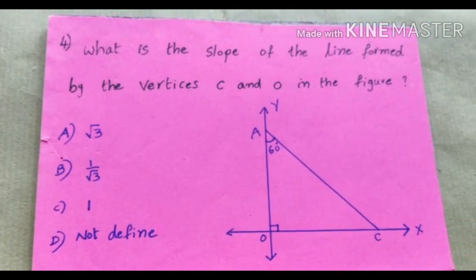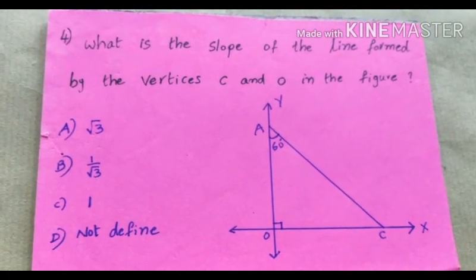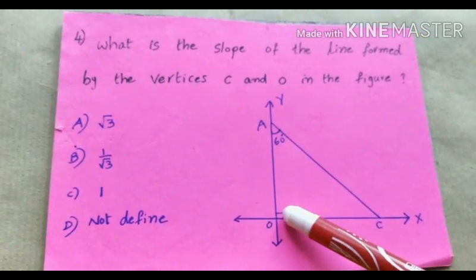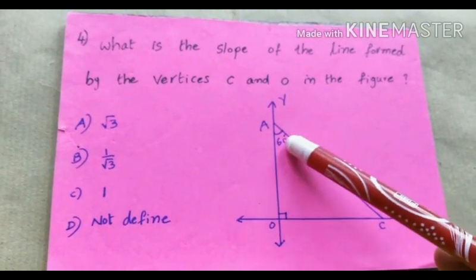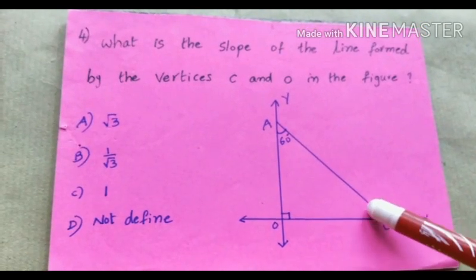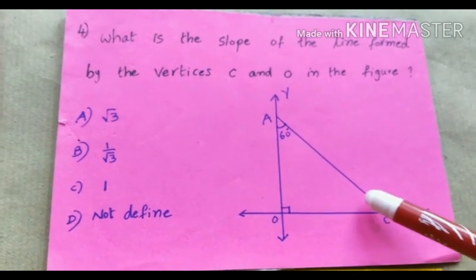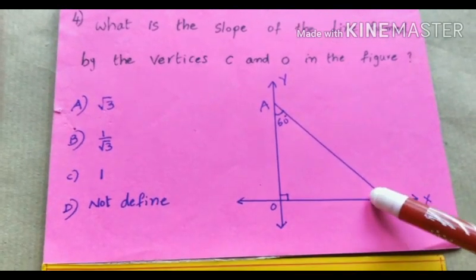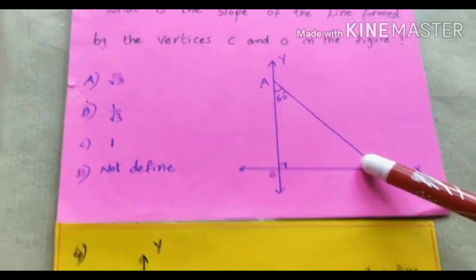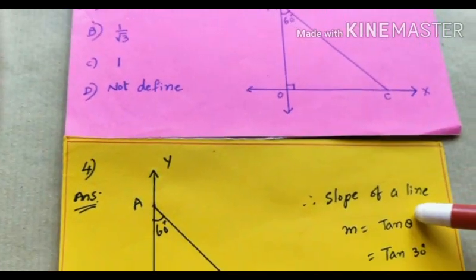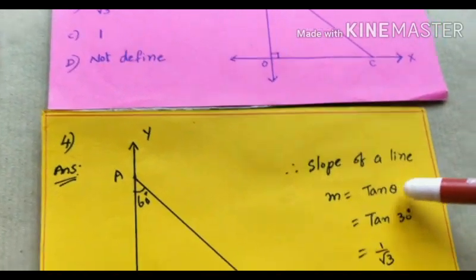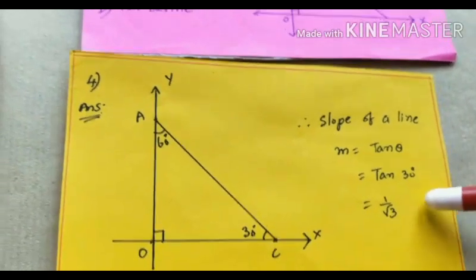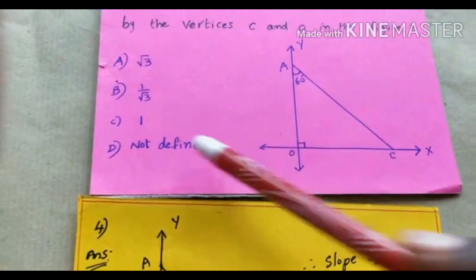Fourth question: what is the slope of the line formed by the vertices C and O in the figure? Here it is given 90 degrees and 60 degrees. So the third angle will be 30 degrees, because the sum of the three angles in a triangle is 180 degrees. So angle C is 30 degrees. Here we apply the formula m equals tan theta. Therefore the slope of the line is m equals tan 30, and tan 30 equals 1 by root 3. Therefore the answer is B.